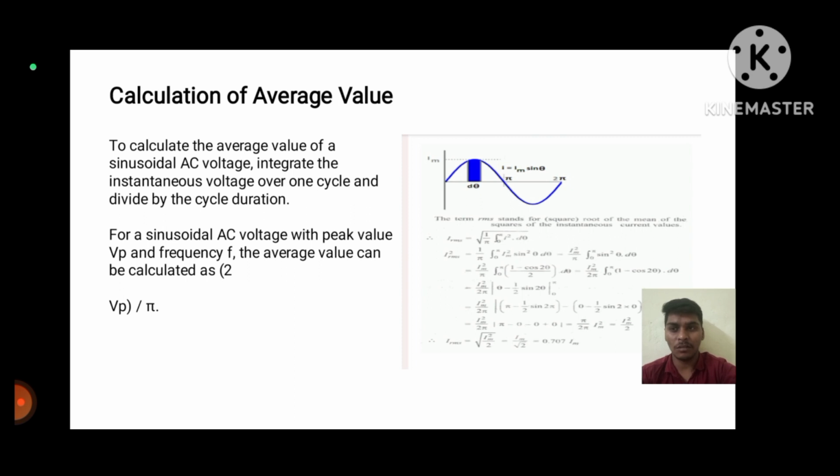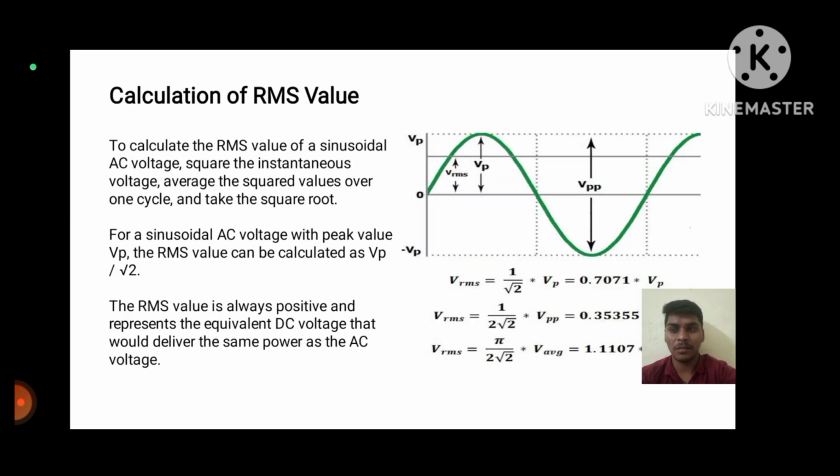Calculation of average value. To calculate the average value of a sinusoidal AC voltage, integrate the instantaneous voltage over one cycle and divide by the cycle duration. For a sinusoidal AC voltage with peak value Vp and frequency f, the average value can be calculated as 2Vp/π.